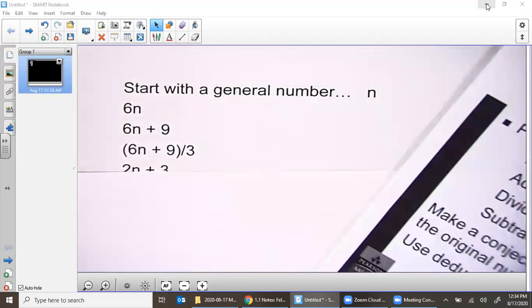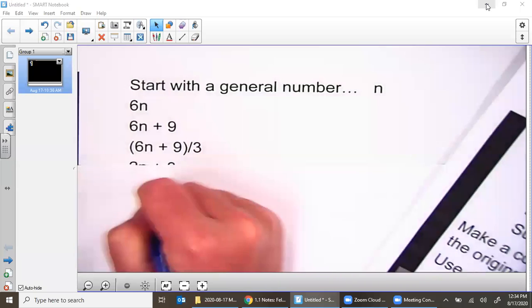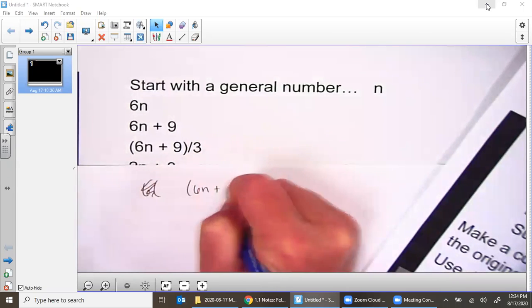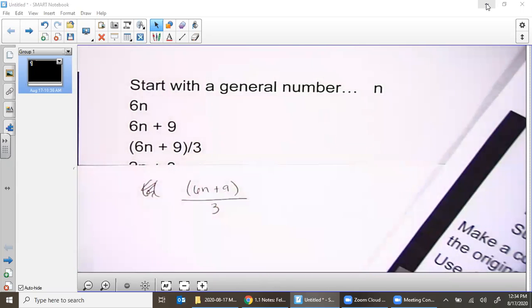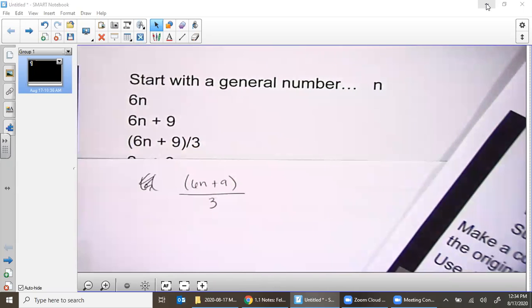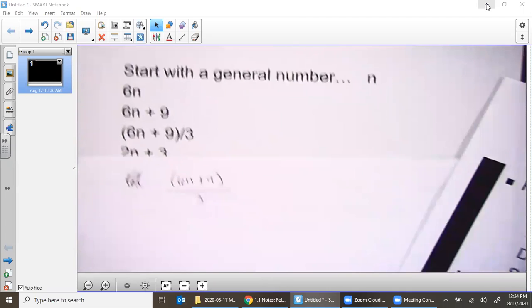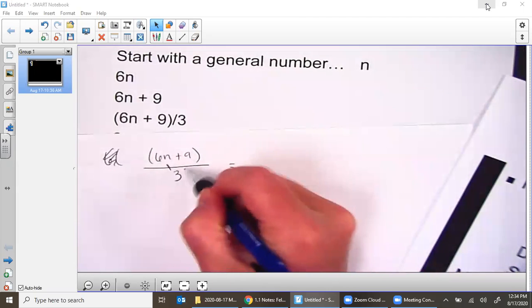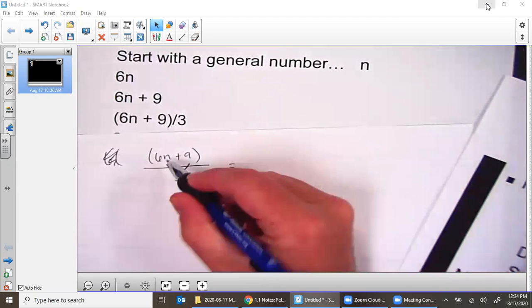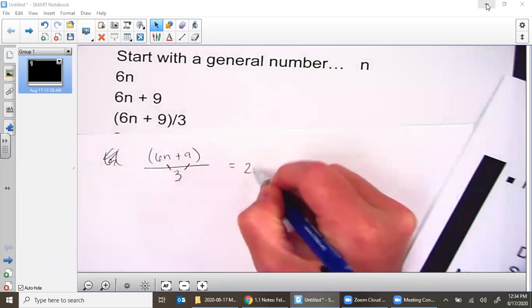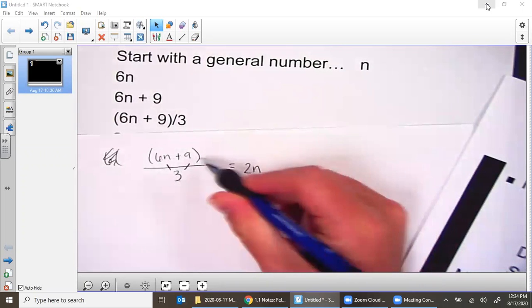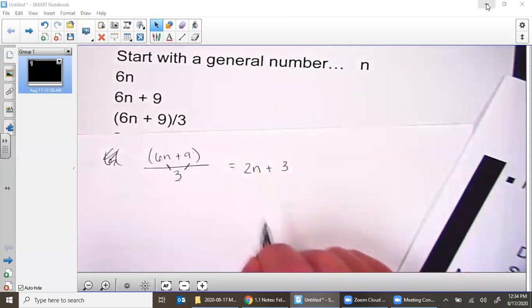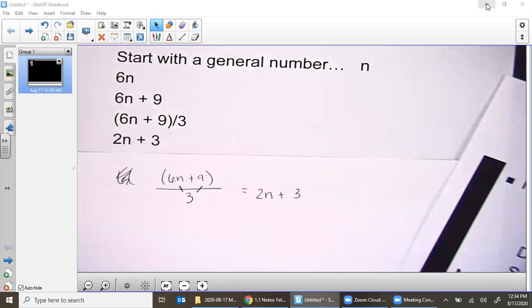So then I would rather write it like this. So (6n plus 9) divided by 3. If you were to actually simplify that, you would divide both of these terms by 3. So 6n divided by 3 would come out to be 2n, and then 9 divided by 3 would be 3. So then that takes you here.